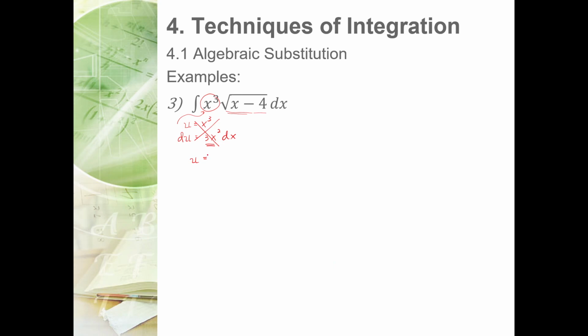So let's say u is equal to x minus 4. So du is equal to dx. You can replace the inside of the square root with u, your du with dx, but your x cubed was not replaced with the process of this u sub. So we cannot utilize this process again.